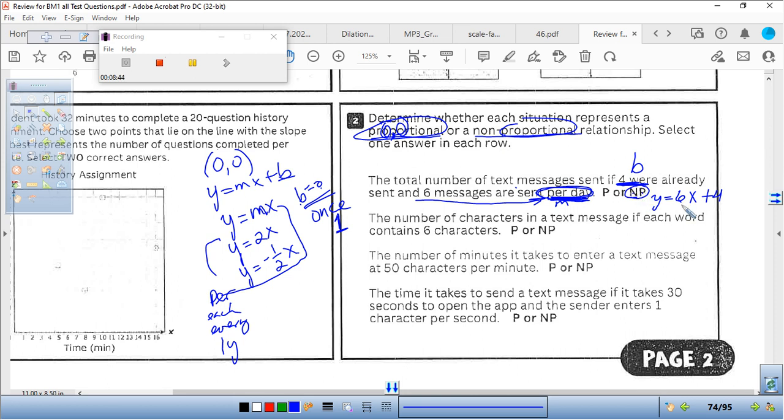2 letters, 2 numbers. The number of characters in a text message, if each word contains 6. Okay, so I'm telling you this much. How many numbers do you see here? 1. So in my opinion, that's going to be y is equal to 6x. 1 number, boom, automatically proportional. How many numbers do I see in this one again? Only 1. So I'm going to go with proportional again. And this one would be y is equal to 50x. Here I'm seeing 2 numbers, so I'm automatically going to say non-proportional.